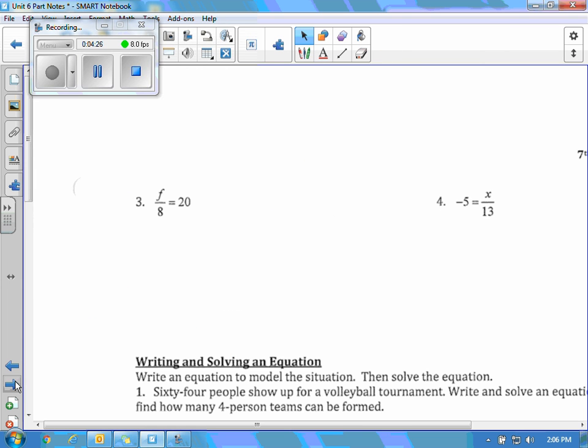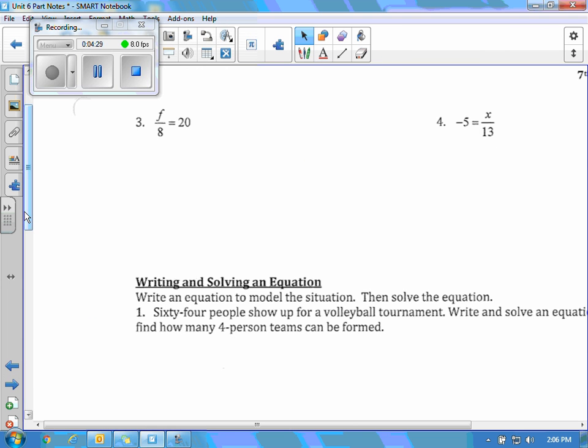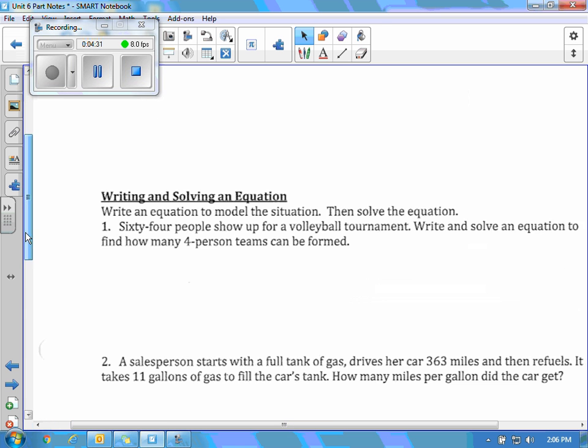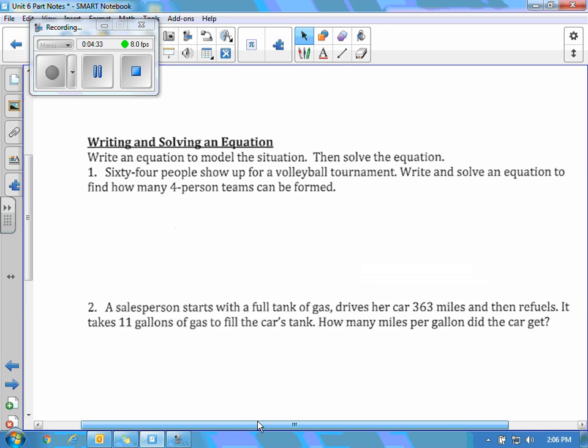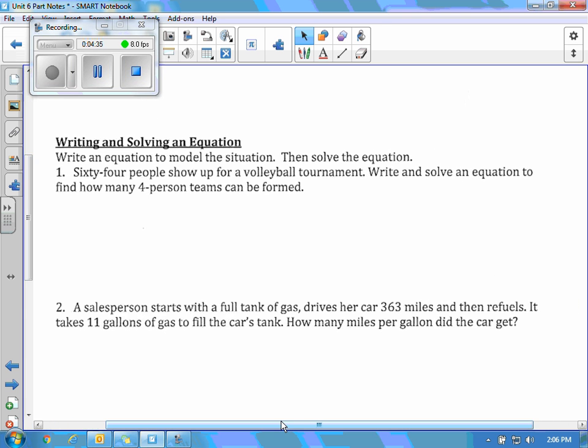On the back side of this page, 3 and 4 I'm going to leave for you. And then if you scroll down a little further, we're going to write and solve equations again. So let's write an equation to model the situation, then solve the equation. Number 1 says 64 people show up for a volleyball tournament. Write and solve an equation to find how many 4-person teams can be formed.